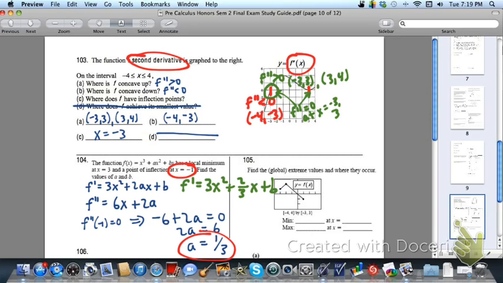It says we have a local minimum at x equals 3. If we have a local minimum at x equals 3, then f prime of 3 must be equal to 0. If we replace x with 3, we get 27, so 3 times 3 squared, 3 times 9 is 27, plus 6 times 3, which is 18, plus b is equal to 0. We can see we have 45 plus b is equal to 0, so b must be equal to negative 45.